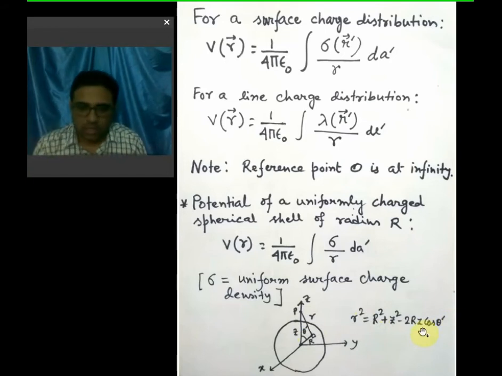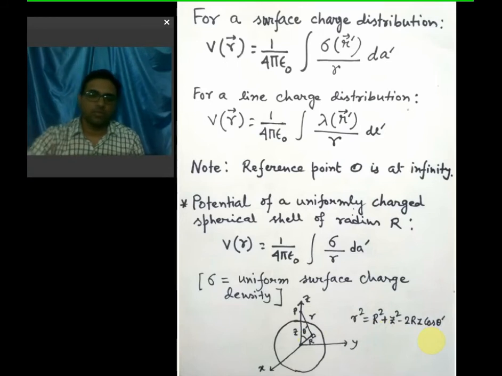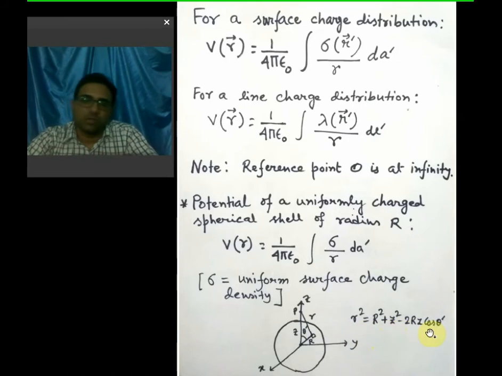This you can get by the vector addition concept, the triangle formula, right? From there you can find r square equal to capital R square plus z square minus 2Rz cos theta prime.